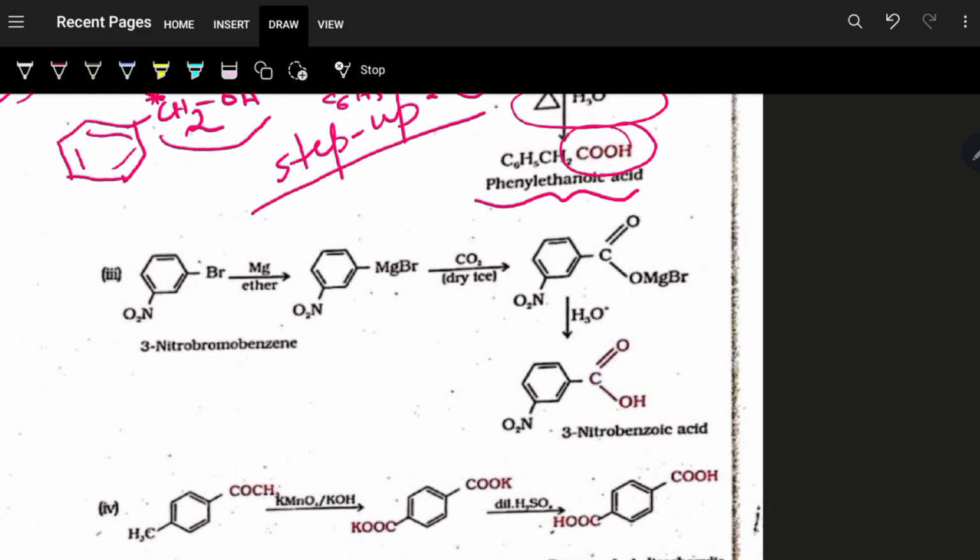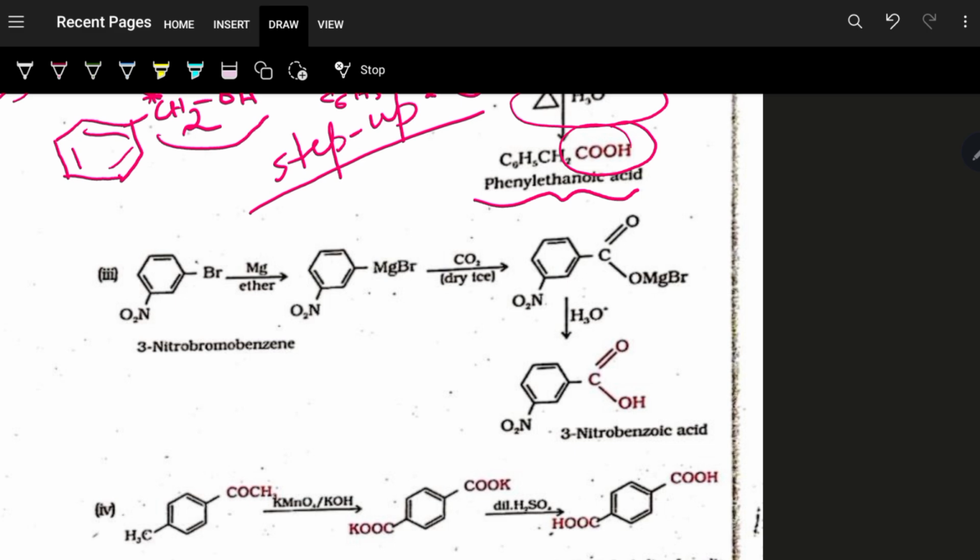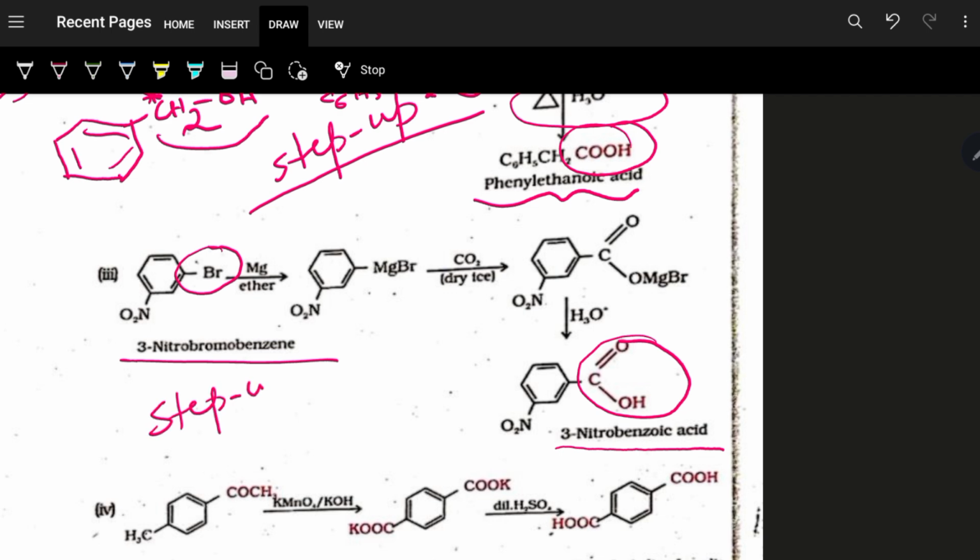Next, 3-nitrobromobenzene. That means this, that to 3-nitrobenzoic acid. So nitro remains same. Br is converted to COOH. Again, I will say it is a step up method.